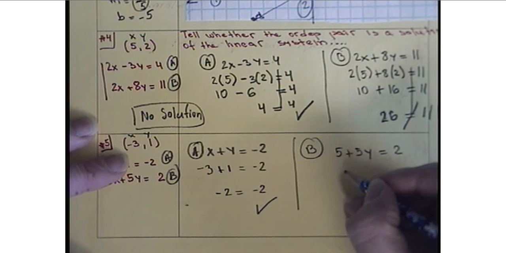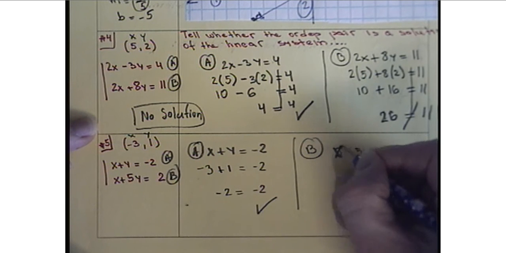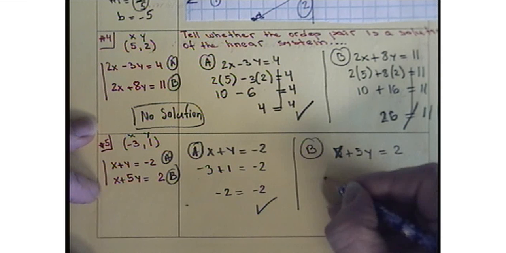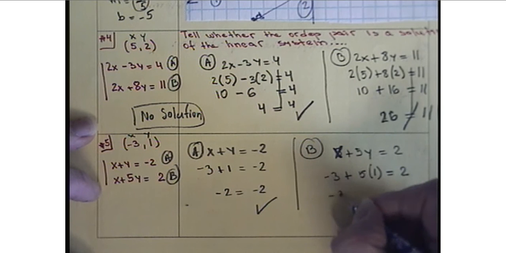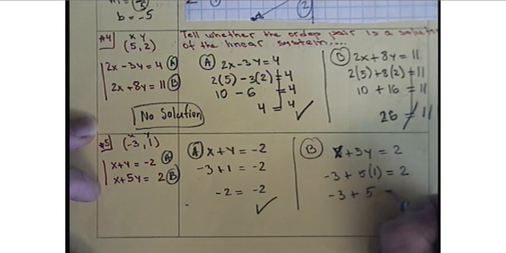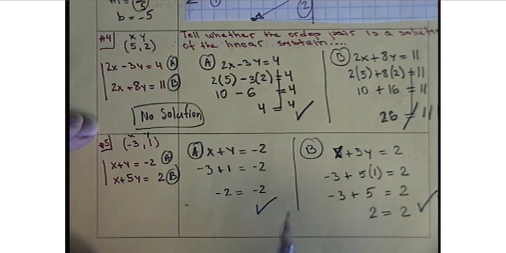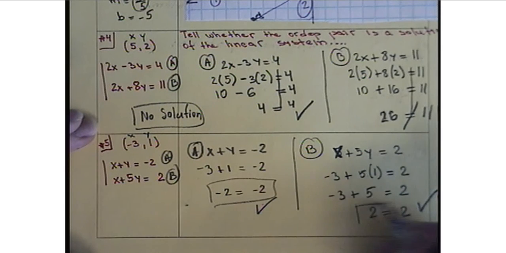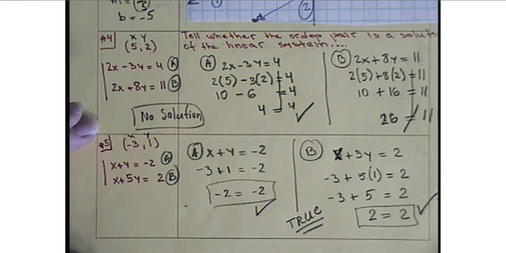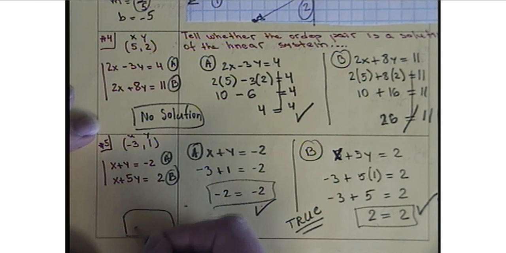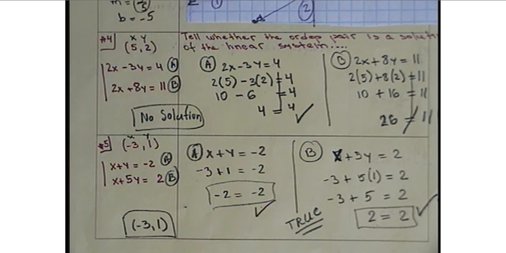Okay, so this is x, not 5. x plus 5y equals 2. So x is -3 plus 5 times 1 equals 2. -3 plus 5 times 1 is 5, equals 2. Well, this is 2 equals 2. Check mark. Both of those are true statements. So if both equations are true statements, then we can say that the solution for this system is the ordered pair -3 and 1. With that, we will end this video lesson.